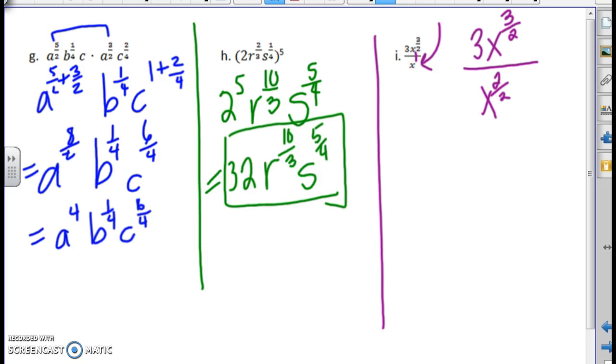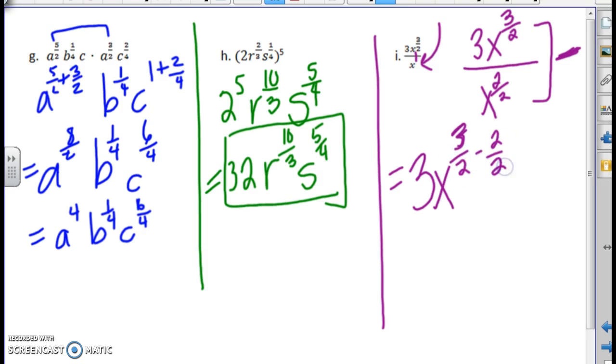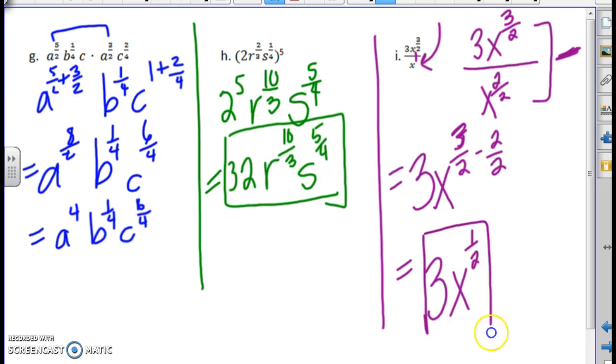So when we have exponents that are being divided, we know that we have to take the numerator exponent and subtract the denominator one. So this is going to become 3, and then we have x, and it's going to be 3 over 2 minus 2 over 2, which is going to leave you with 3x to the 1/2 power. All good, okay?